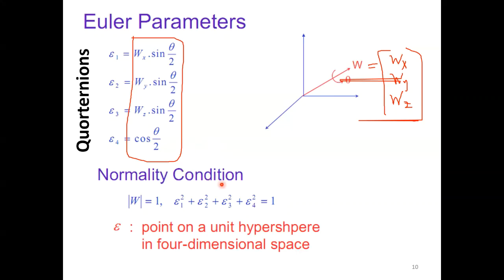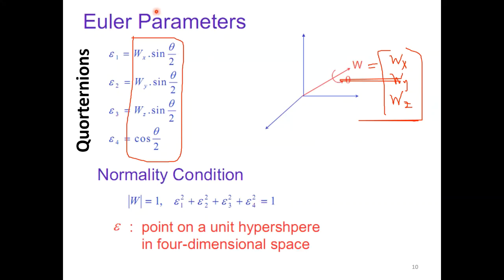And you have the normality condition. W is 1, the unit, because it's a unit vector, right? So all four of them, the four element parameters, epsilon 1, 2, 3, 4. So these are the four Euler parameters, and they add up to 1.